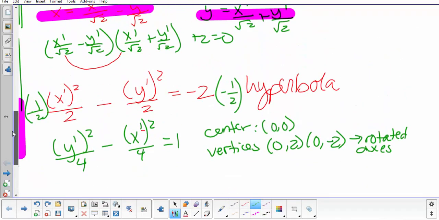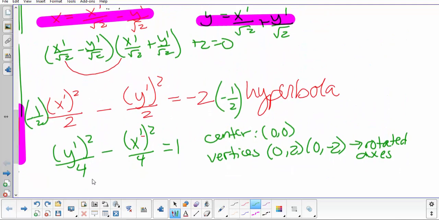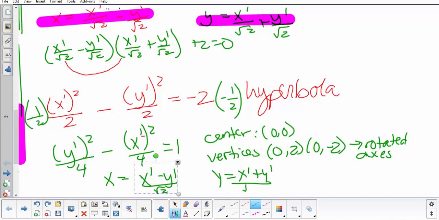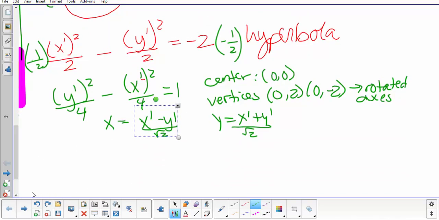When we do that, see if I can fit it all on the screen. Probably not, but I'm going to try. Okay, so when we do that, we know that x equals, and to make my life a little bit easier, I'm going to rewrite this as just one fraction. They have a common denominator, so I can make it x prime minus y prime over root 2. And then y is equal to x prime plus y prime over root 2. So it's going to make substitution and simplifying a little bit easier.